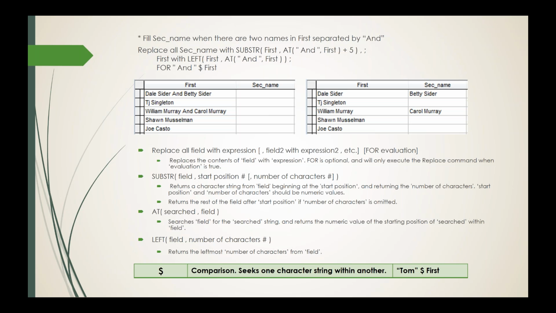So for that, what we're going to do in the example that I've written is we're going to use a substring function, because a substring function is going to get us a specific starting position and ending position of a character string. So basically what we want to do as we're thinking through how we want to write a command, we want to take everything that occurs after and move it to our second name field, our SEC name field, and then remove that second name from the first field.